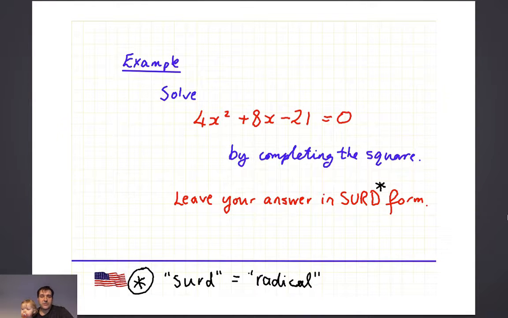So here's a question for you to try. Solve 4x squared plus 8x minus 21 equals 0 by completing the square. And then it says leave your answer in surd form. Surd, you might see referred to as radical or square root. Basically means leave the square roots in it rather than turning them into decimals. So pause the video, have a go at this, and here comes the answer.